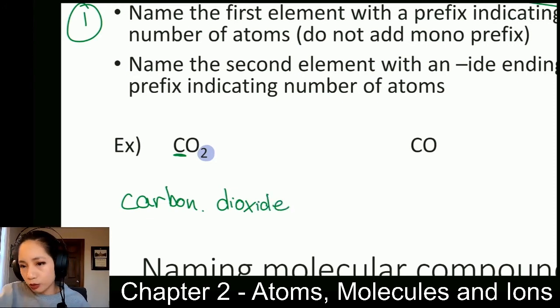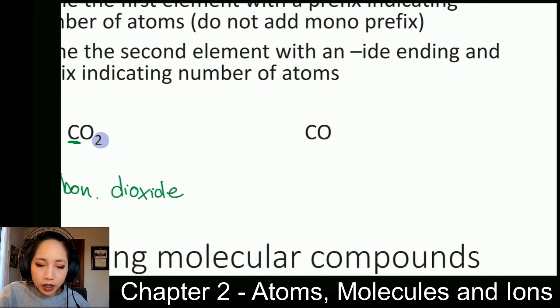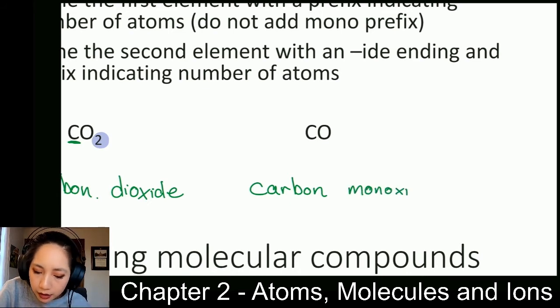carbon dioxide. I'm sure you know what carbon dioxide is. That's the stuff we exhale, carbon dioxide. So the second element gets the "-ide" ending, and you always indicate prefix unless it is mono in the first element. All right, and then second example here, we have just CO this time. So carbon, there's only one carbon, so it would have been monocarbon, but we don't put mono, so we just put carbon. And then we have just one oxygen. Oxygen becomes oxide, and then we need to indicate how many oxygens there are. There's only one, so this would be monoxide.